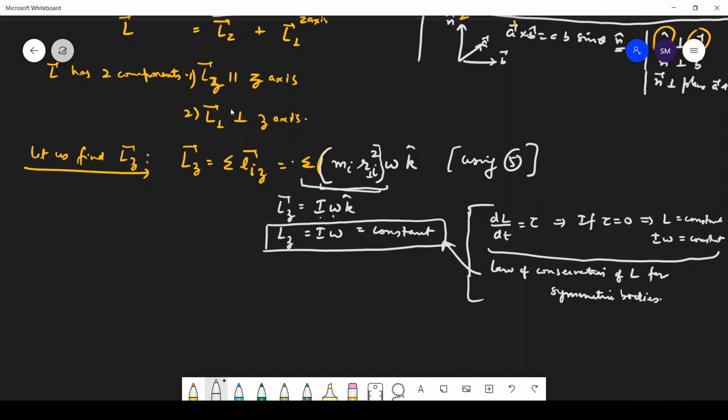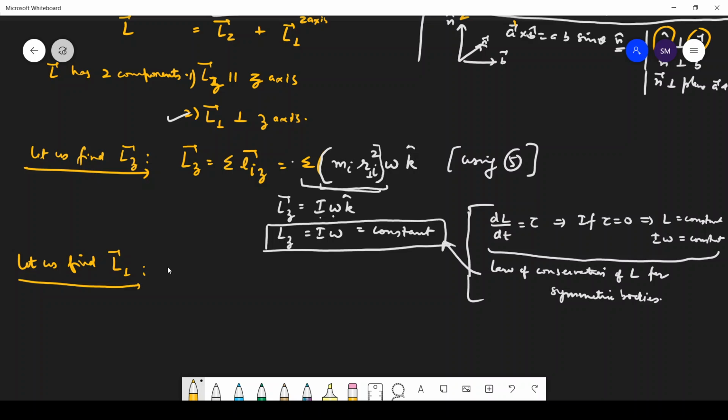But we are considering here the total momentum as LZ. It means I am considering this L perpendicular as 0. So let us find out whether it is 0 or not. So now our target is to find the second component, that is L perpendicular to the z-axis, this component of the angular momentum of the body.